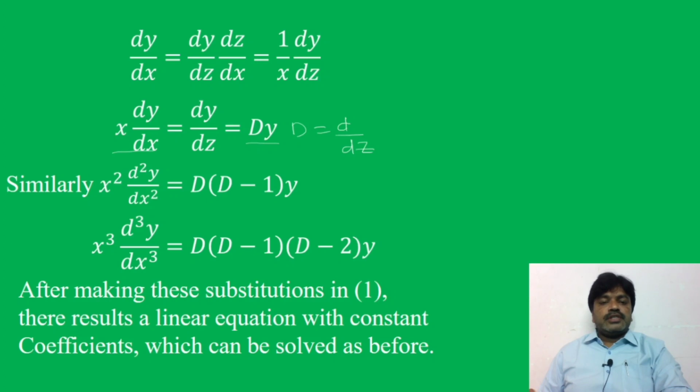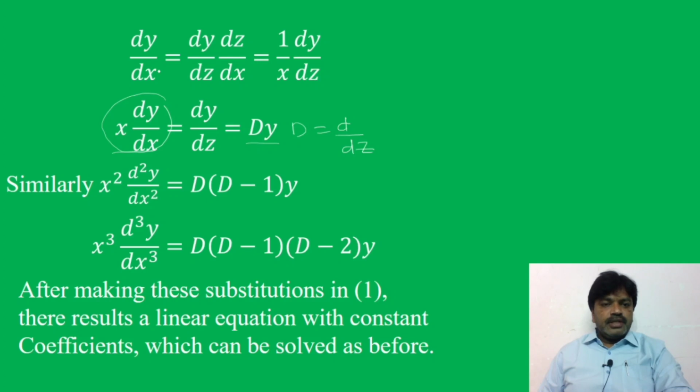Okay, friends, once again, here the equation form is x^n d^n y by dx^n and so on, plus kn y, that is equal to f of x, friends. This is a linear differential equation with variable coefficients. So we can reduce the equation into constant coefficients. So first I want to find the x into dy by dx value.